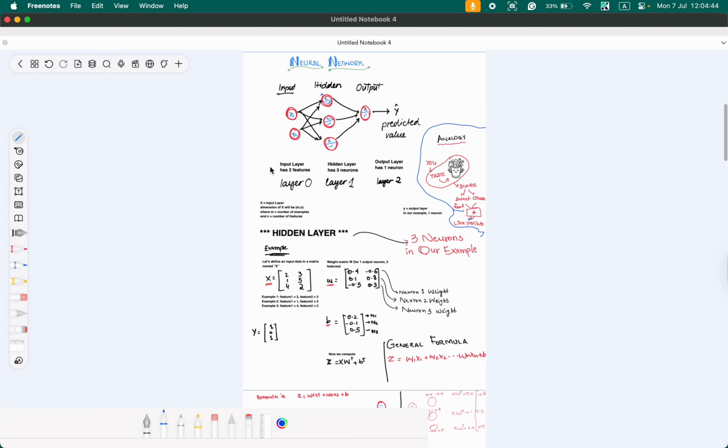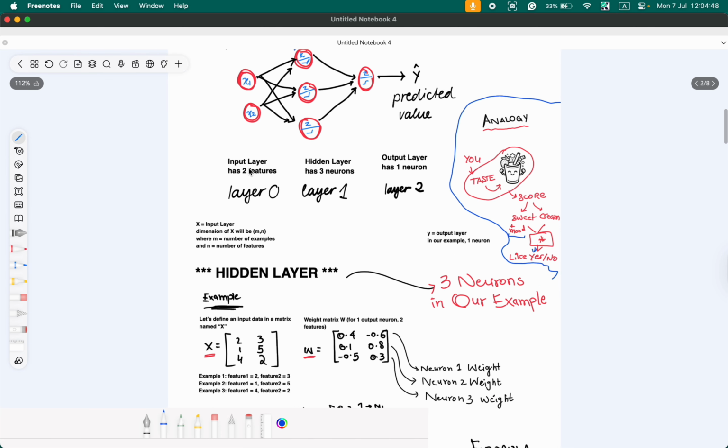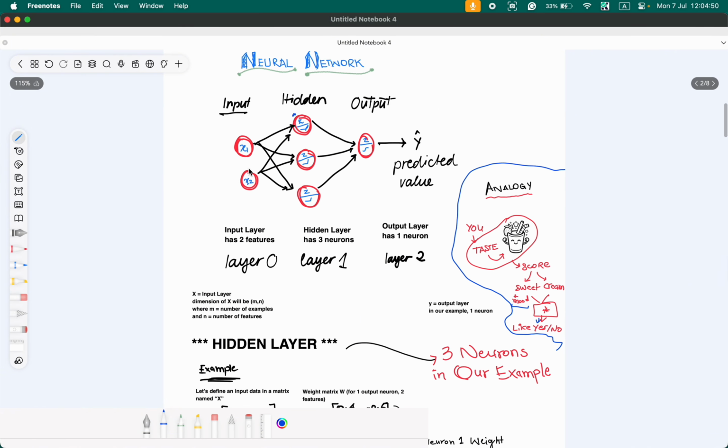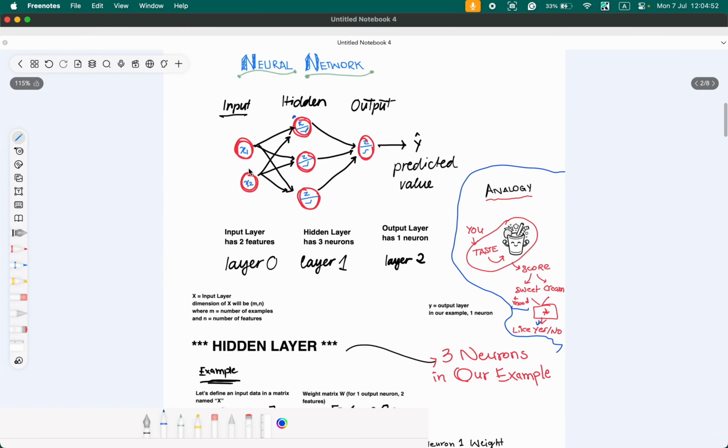So what is a neural network? At its core, a neural network is just a bunch of numbers and functions arranged in layers that work together to make a prediction. We call this structure a network because it's made up of different layers.